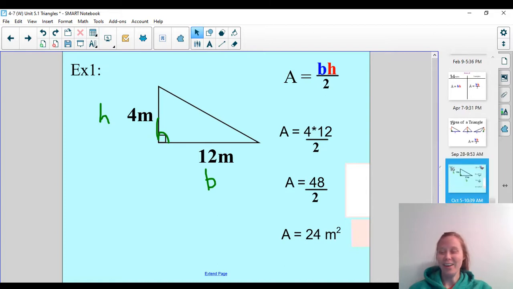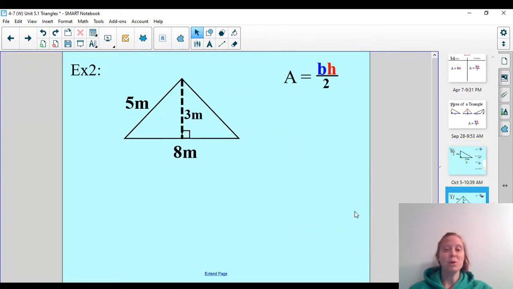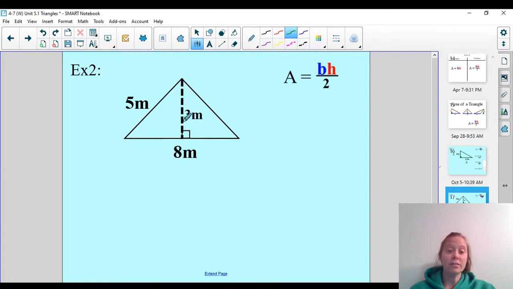Okay. On the next example, this is the one where our right angle is not on the outside of our triangle, it's in the center. And so when we find that height, which of those two numbers do we need to use to plug into our formula? Okay, give it a second, answer that question.